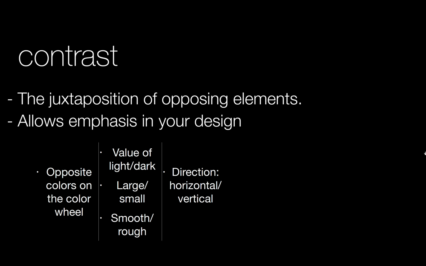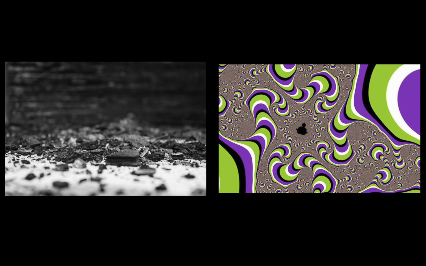Contrast is the juxtaposition of elements in your design, and this is really how you bring emphasis to the places where you want that. Contrast can be through opposite colors in the color wheel, which we saw earlier. It can be contrast of light versus dark, small versus large, horizontal versus vertical, right? If you have a picture of a golf course, but there's only one tree sticking out of it, it's going to have a very large amount of contrast through it.